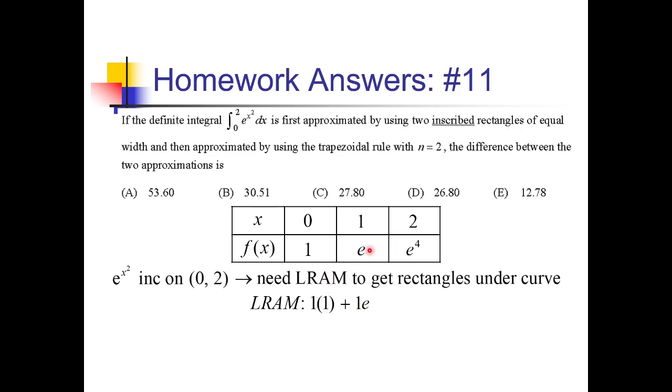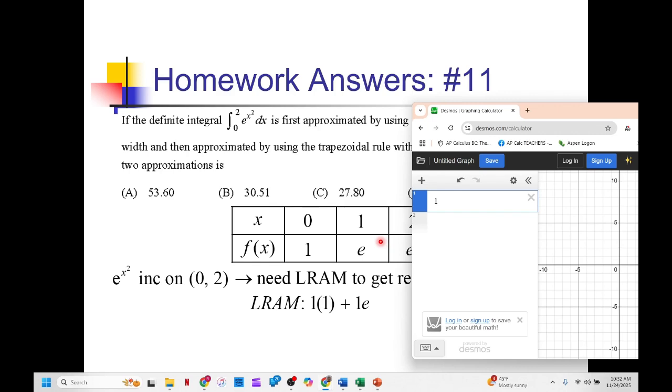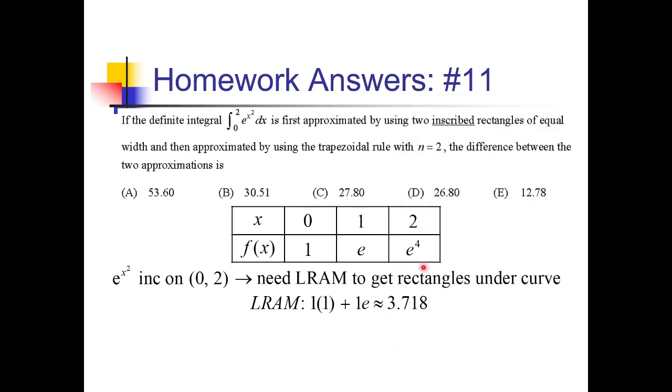And let's go to Desmos just to get an exact-ish sort of value for this. So 1 plus e, that gives me, I'm just going to round it to 3 decimals, 3.718 and some change. But I can always cut and paste it off of Desmos if I need to.